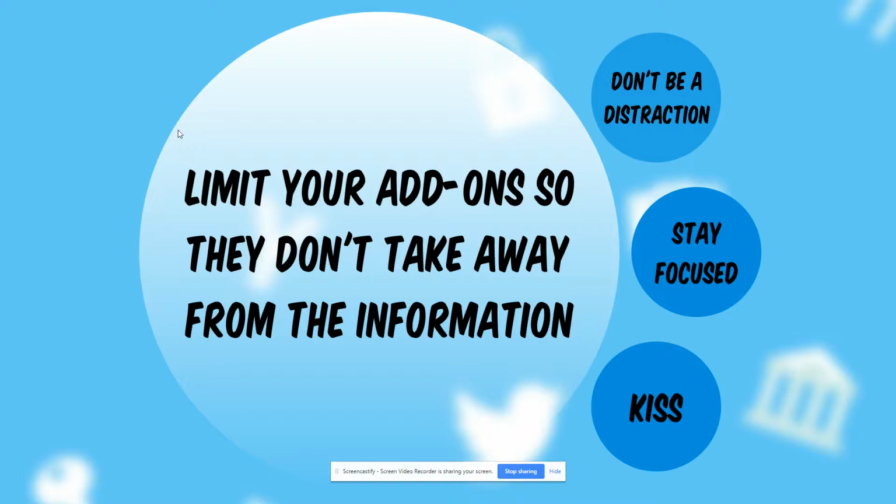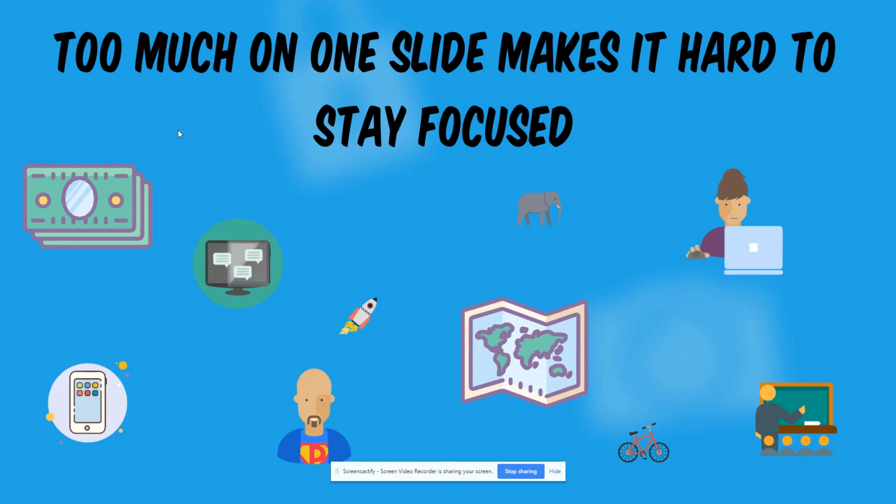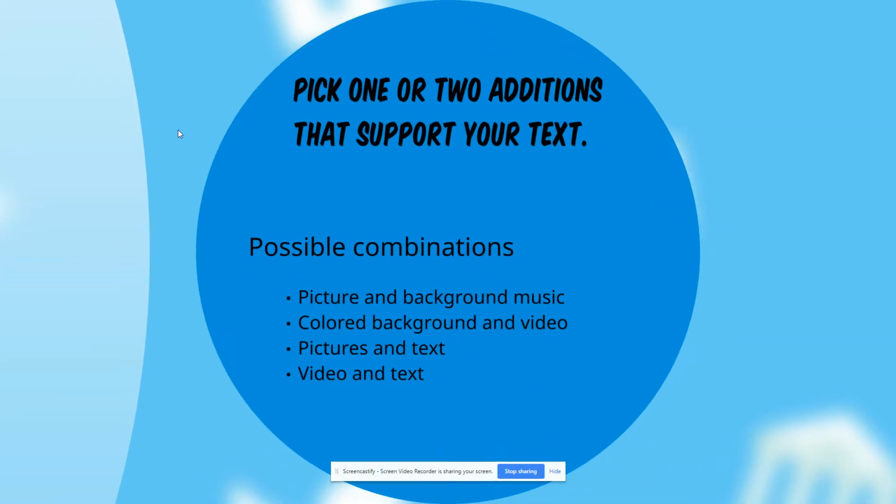The first thing is we don't want our images or things like that to be a distraction. If we have too much going on one slide, it makes it hard to stay focused, and we want everything to resort back to our information. Any pictures or videos should have something to do with the text and information that's on that page. So my recommendation is to pick one or two additions that support your text.